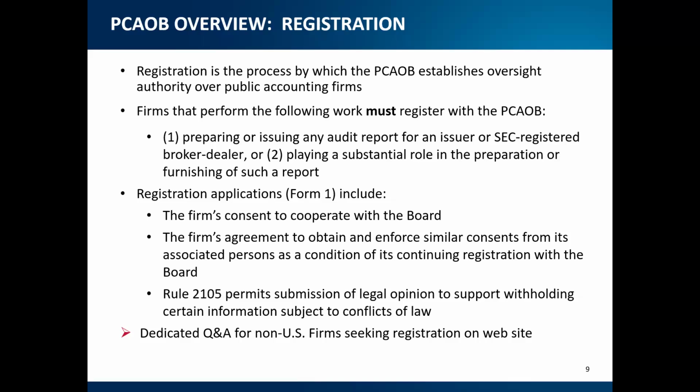PCAOB Rule 2105 makes an allowance for non-US firms to withhold certain information in the registration process if providing that information would be an actual conflict with their local laws, as supported by a legal opinion to that effect. However, I should point out that this rule does not allow firms to withhold information from the PCAOB in the context of an inspection or investigation. And any legal conflicts that arise in inspections or investigations have to be resolved, often through consents from the audit firm, its staff, or its audit clients.